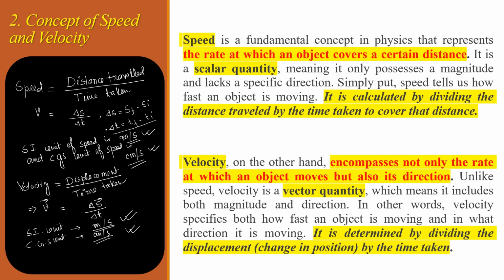So another fundamental difference between speed and velocity is that speed is a scalar quantity, whereas velocity is a vector quantity. So this is the fundamental difference between speed and velocity.